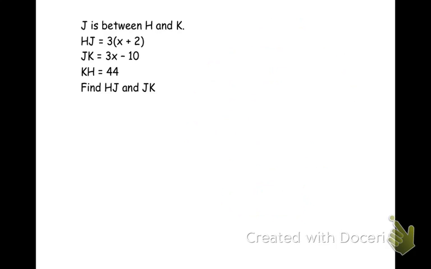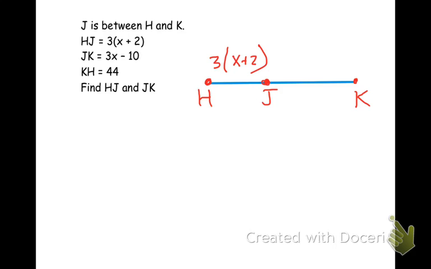J is between H and K. Now that doesn't necessarily mean that J is the midpoint, it just simply tells you the relationship in the locations of H, J, and K. So H and K, J is somewhere in the middle in between them. We know that HJ can be represented by 3 times x plus 2. JK is 3x minus 10. The full distance from K to H is 44. Find each of the distances HJ and JK.